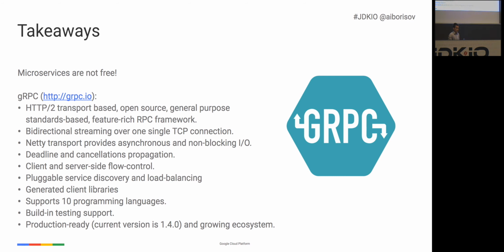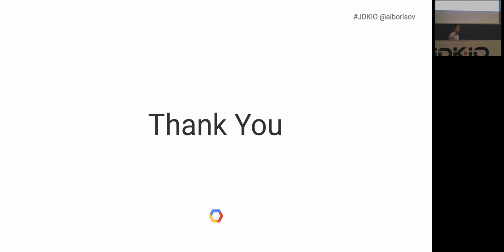To summarize what has been said, gRPC is a high-performance RPC framework originally developed by Google. It gives you bidirectional streaming with multiplexing over one single TCP connection. It's built on top of Netty that gives us asynchronous and non-blocking I/O. It supports deadline and cancellation propagation out of the box. It gives us flow control. It has pluggable service discovery and load balancing. It generates statically typed client libraries for you. It's available in at least 10 programming languages. It's stable, production ready, and has growing ecosystem.